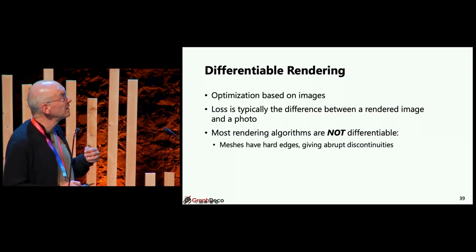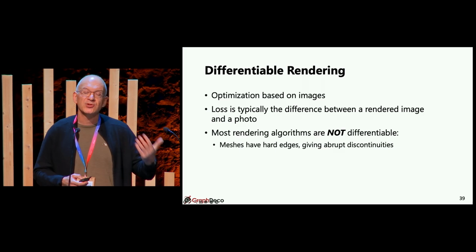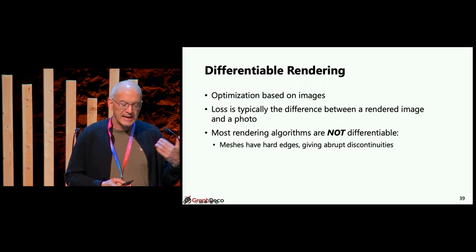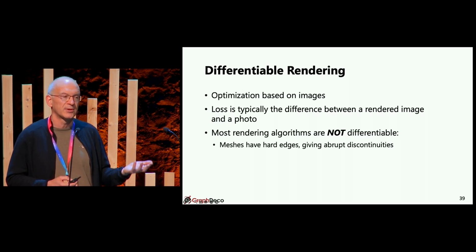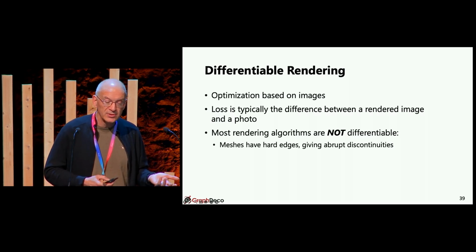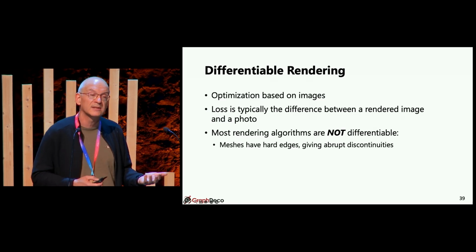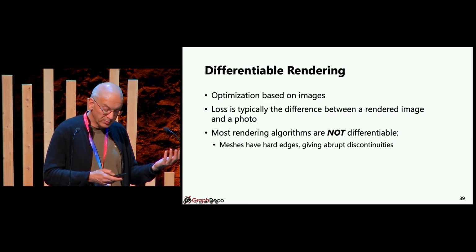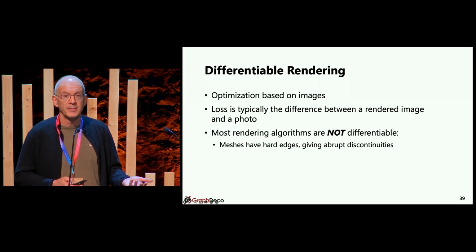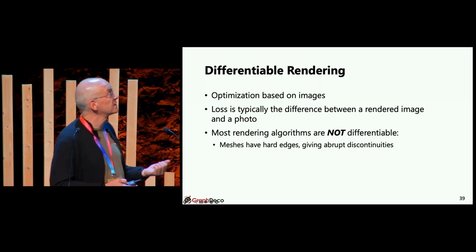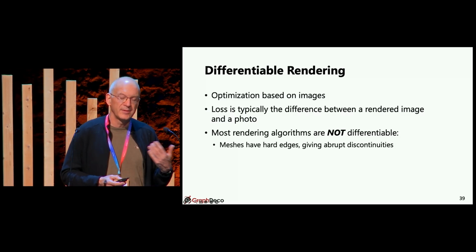So there are various critical components that are necessary for this to happen. First, you need to get differentiable rendering. The way that neural networks work is they have a training step or optimization, and there's an objective function, a loss, which is typically the difference between a rendered image and a photograph. And for it to work, to be able to create this optimization, you need to have a differentiable rendering function that will give the gradients to the optimization so that it can work. And the big problem is that most rendering algorithms are not differentiable, at least in their original form. And one of the reasons, there are many, but one of the reasons is that meshes have hard edges that give abrupt discontinuities, which doesn't help in the optimization.